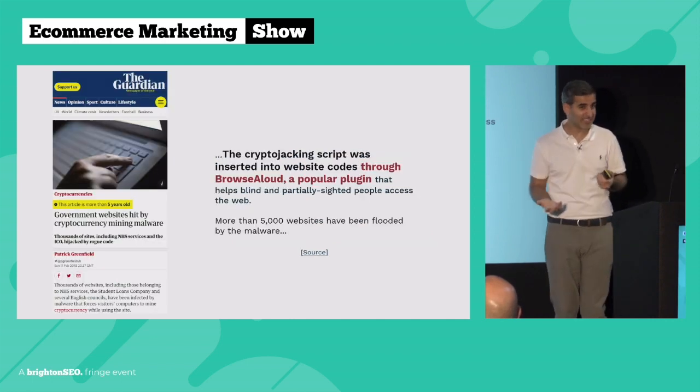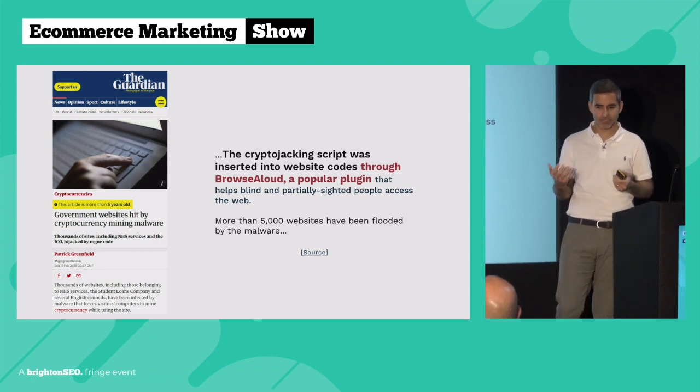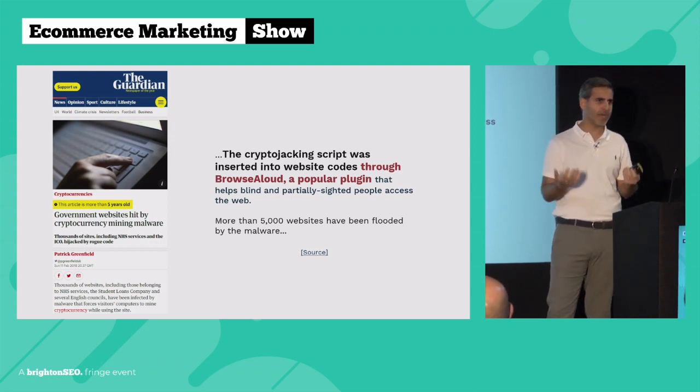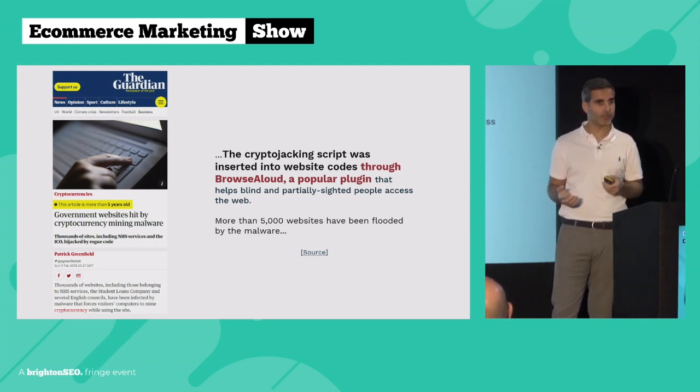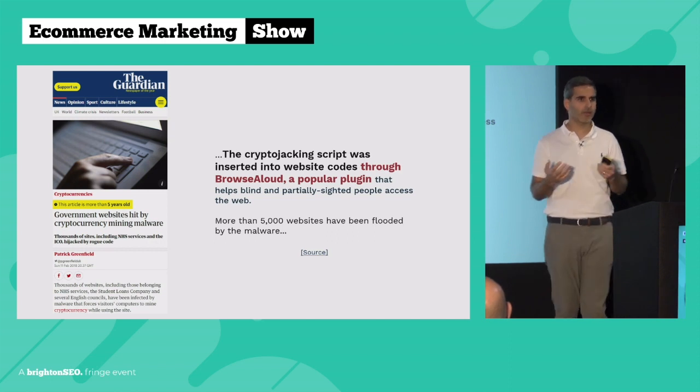The NHS had a similar issue with another extension they were using called Browse Aloud. And what happened here is over 5,000 websites had malicious code added and put onto the site. So these risks are very much real.